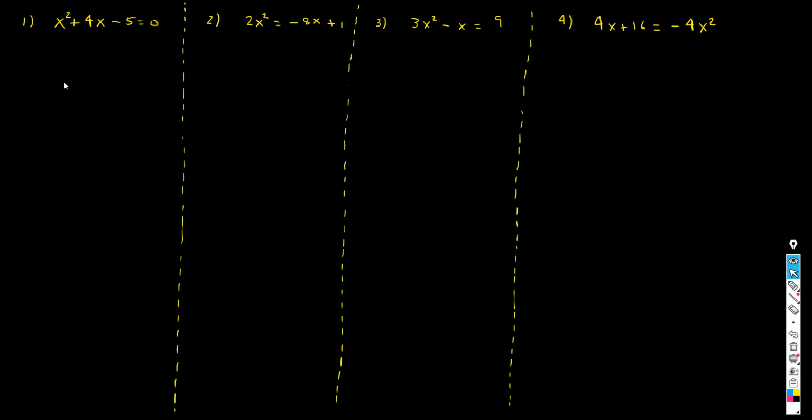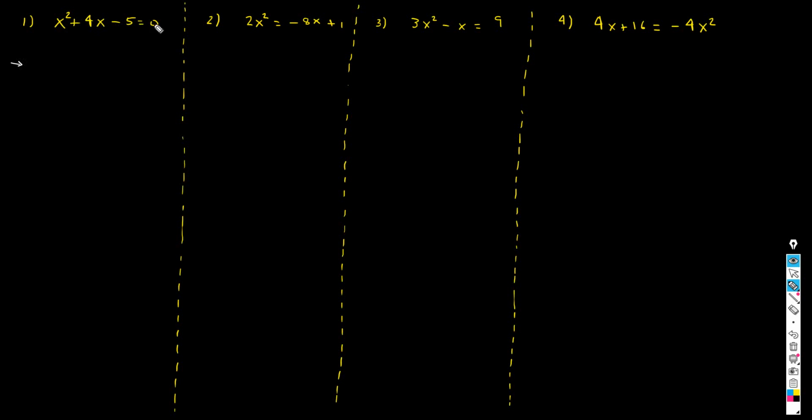Okay, so we have in here 4 quadratic equations, and we're going to solve them by the method of completing the perfect square trinomial. So how do we do this? Let's first go over the first one. The first thing you have to do is this, guys. You have to make sure that the equation is in standard form.